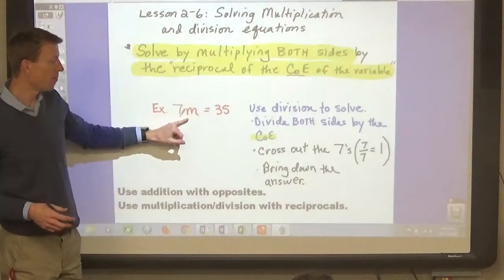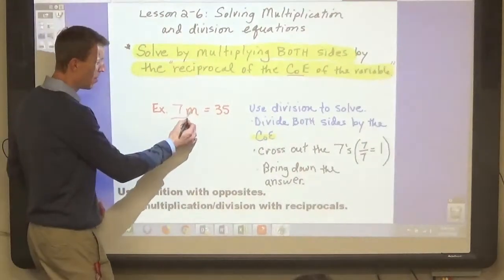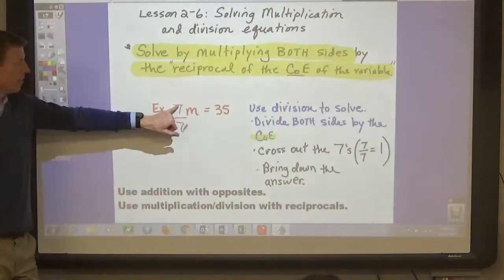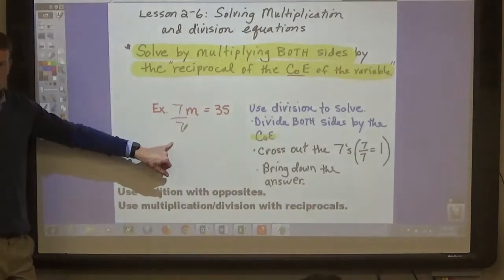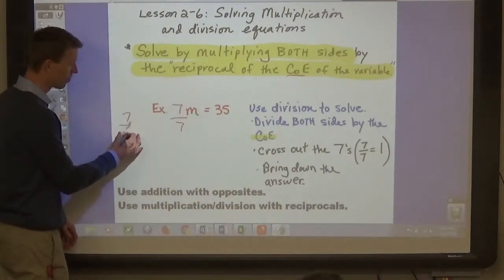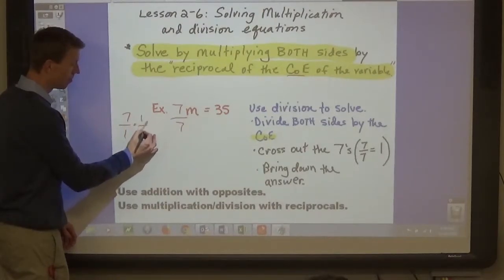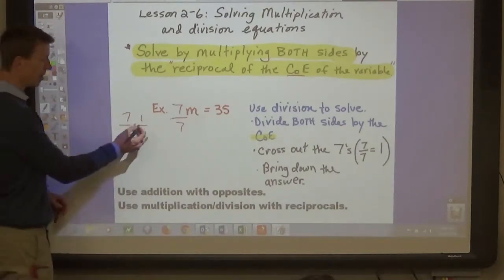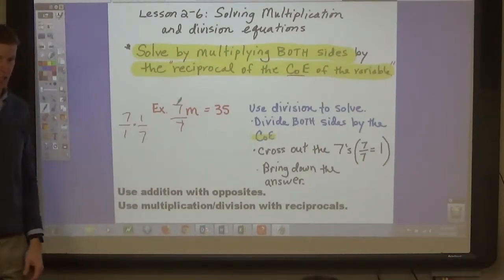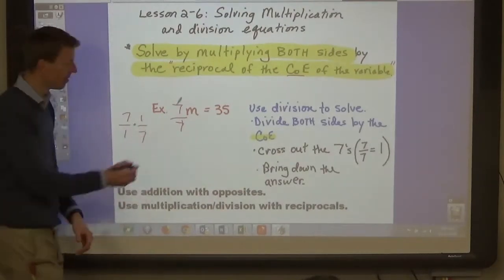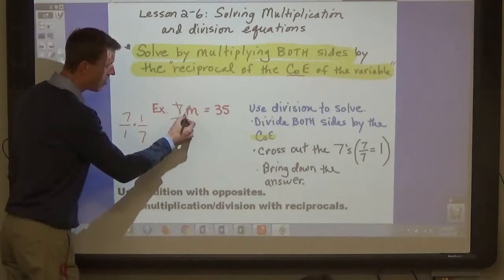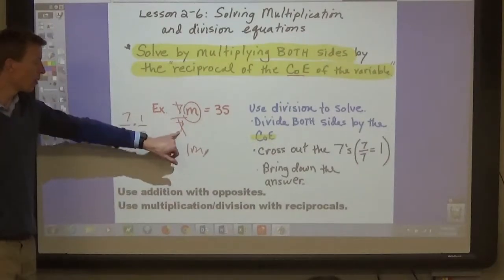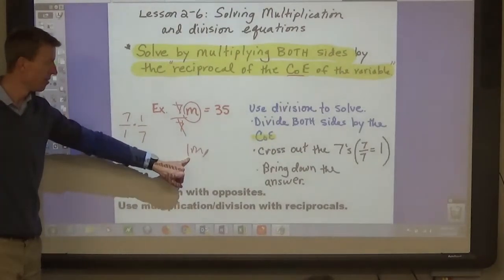With this type of equation, all we have to do is write 7 over 7 in order to use its reciprocal. Because 7 over 1 times 1 over 7 simplifies to 7 over 7, which equals 1. And so we have 1m, and that's what we're trying to get to. When you use its reciprocal, you get 1m.